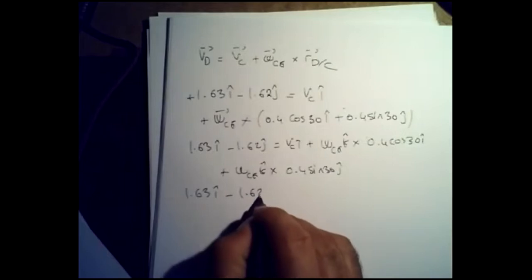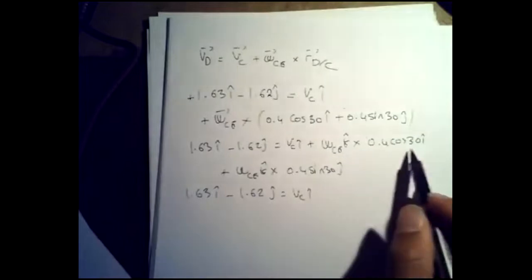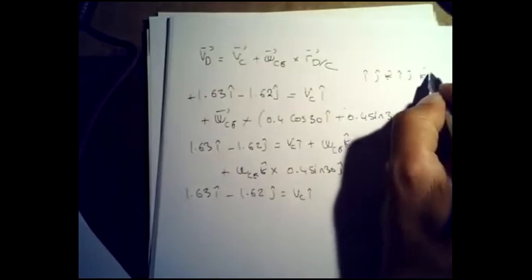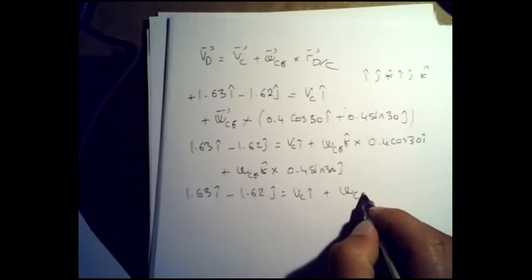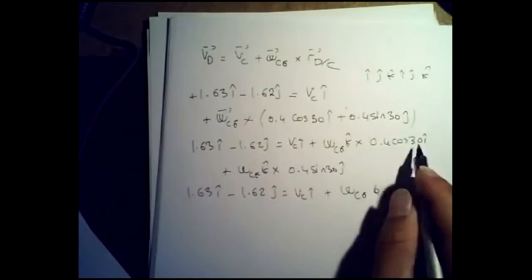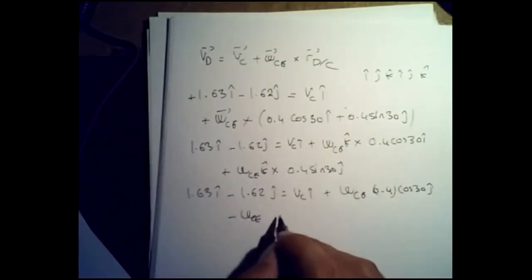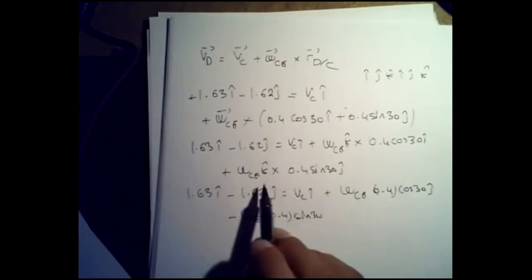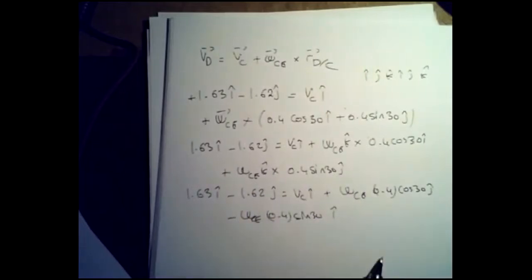1.63 I minus 1.62 J is equal to VC I, K cross I, IJK, K cross I is J. Yeah, omega CE times 0.4 cosine 30 J. K cross J is minus I, minus omega CE times 0.4 times sine 30. K cross J we said was equal to minus I. Okay, so this is all good.